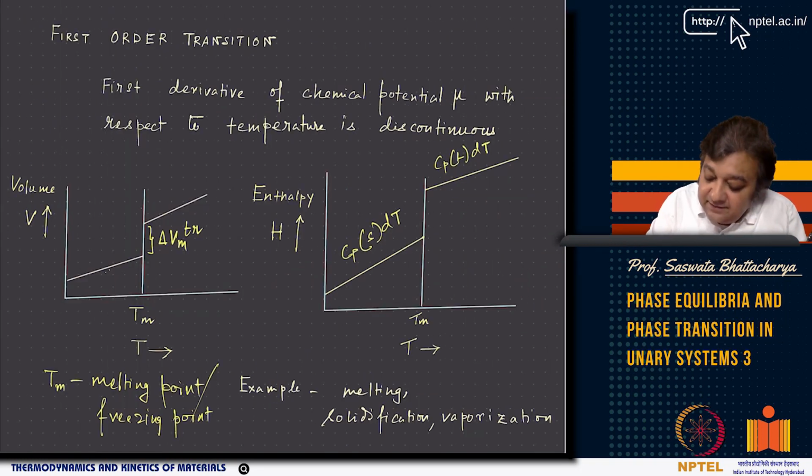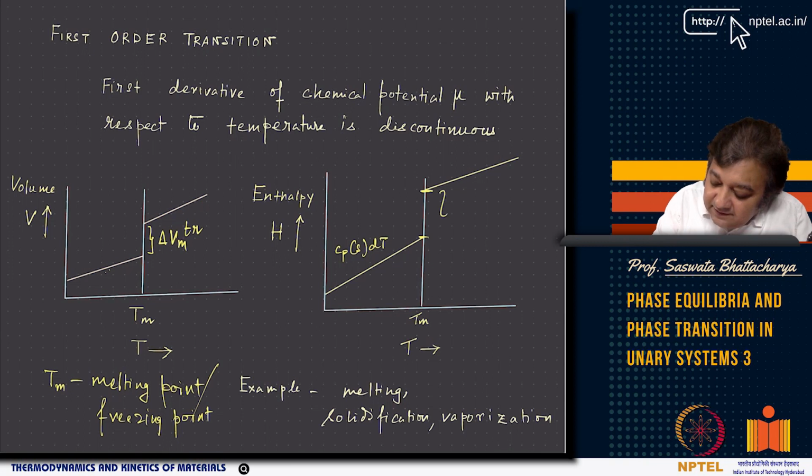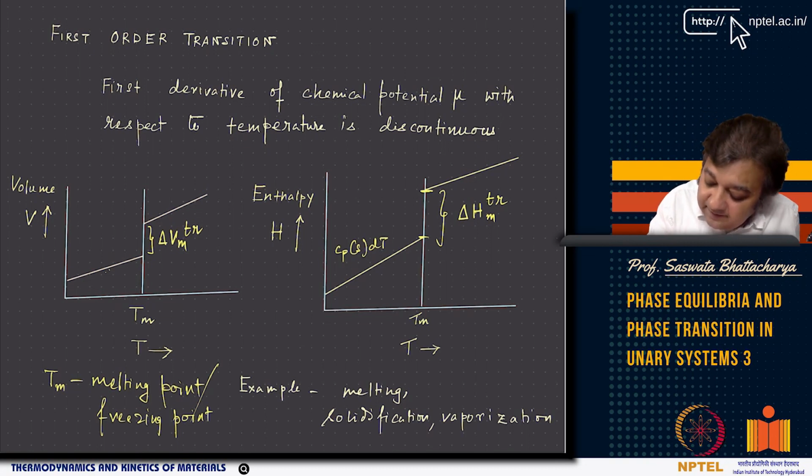So basically, if you think of this as the solid phase, then this is Cps dt until the transformation temperature. Then there is a jump, and that jump is basically delta Hm Tr, which we also call latent heat, right? Latent heat of transformation or heat of transformation. And then you have Cpl.